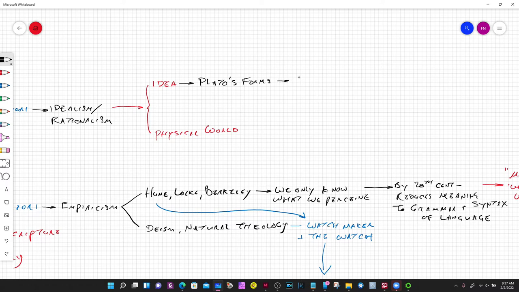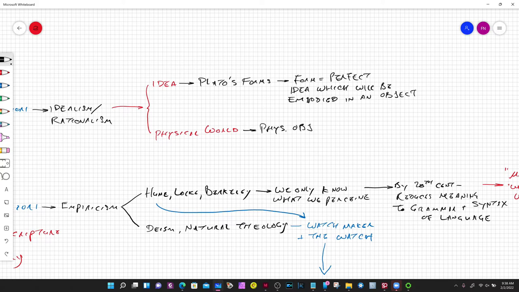And the idea is that a form is a perfect idea, which will be embodied in an object, and an object in the world is an imperfect embodiment of an idea.